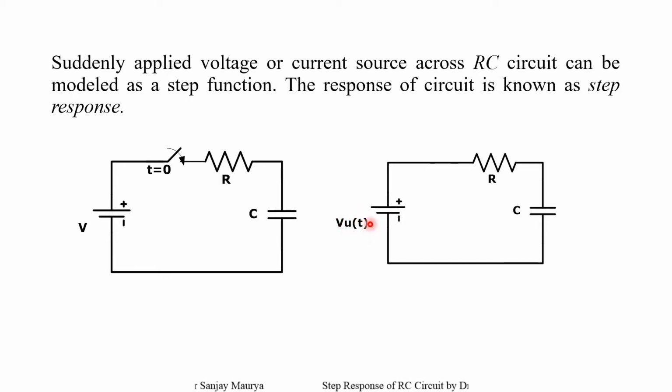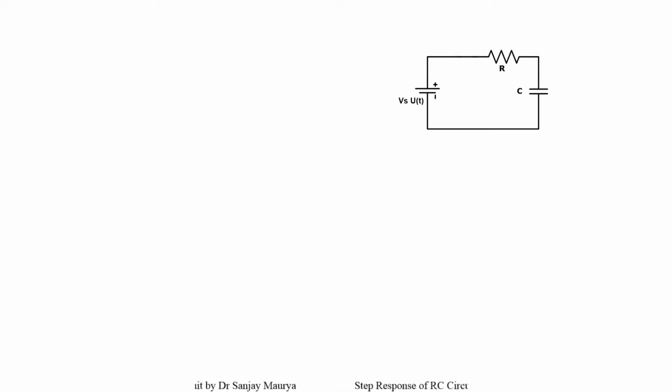We know that the unit step function is equal to 1 when t is greater than 0, and if t is less than 0, in such case u(t) is equal to 0. So this voltage source will appear across this RC circuit if t is greater than 0. Otherwise, it is not appearing across the RC circuit. Now let's determine the response of this RC circuit.